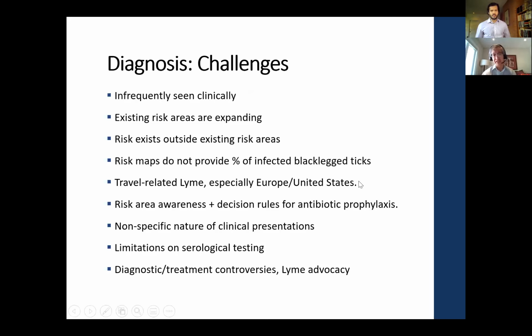There's also travel-related Lyme from Europe and the US. If they're coming back from Europe and you want to order the serology test, you actually have to write down a European Lyme test. The decision rules around antibiotic prophylaxis are difficult for clinicians to implement because of the third criterion of endemicity of 20% or more. Again, that's not static for a lot of areas and unknown in some areas.